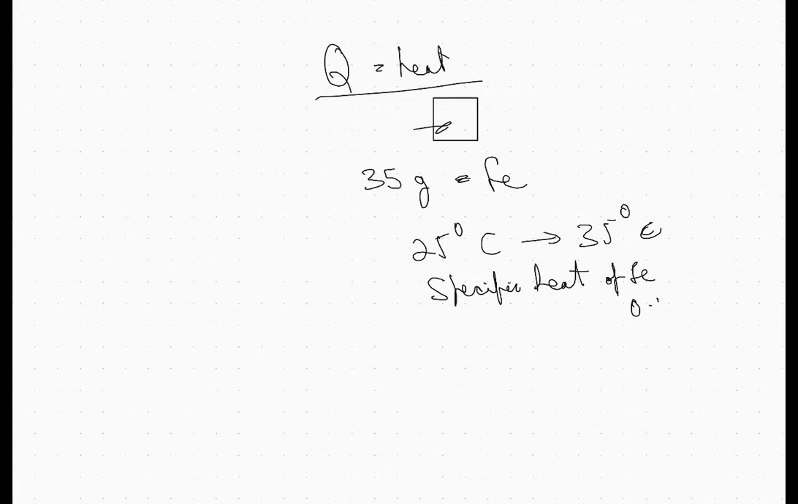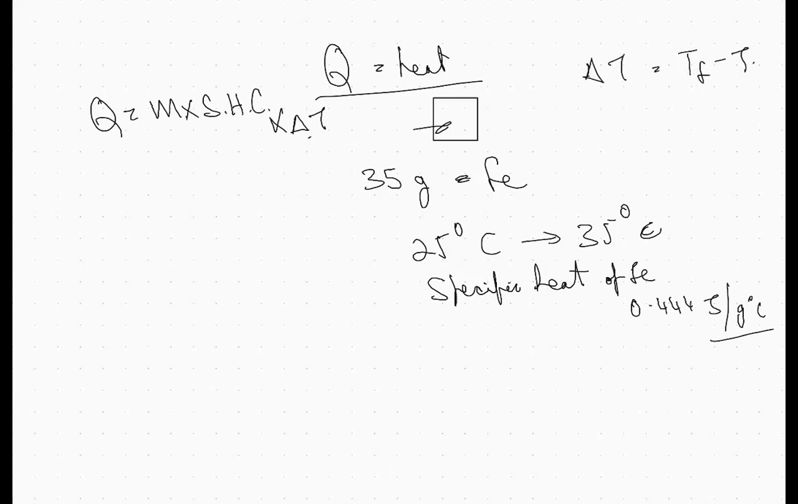Okay, so the formula is Q equals mass times the specific capacity times delta T. Delta T is given as always final minus initial. Remember, always the final, whatever in the scenario is at the end. So here we know this mass is 35 grams. You don't have to convert it to kilograms or anything because they are given in grams. So 35 grams and specific heat is given by 0.444 joules per gram per centigrade and times delta T.